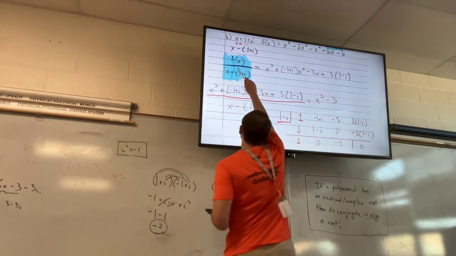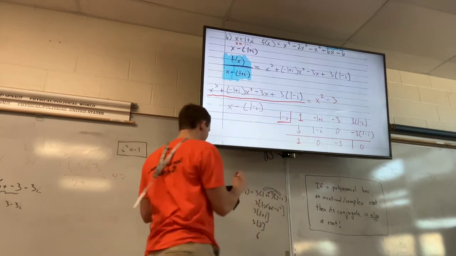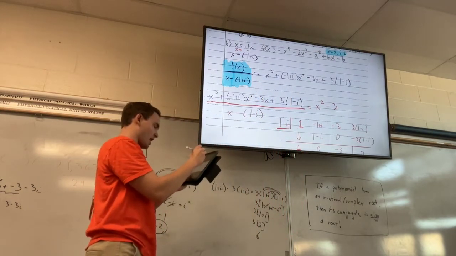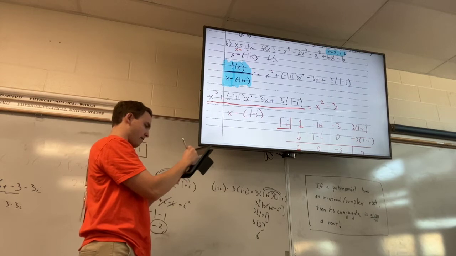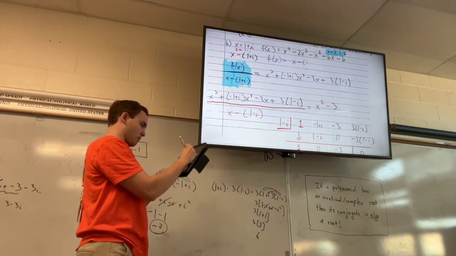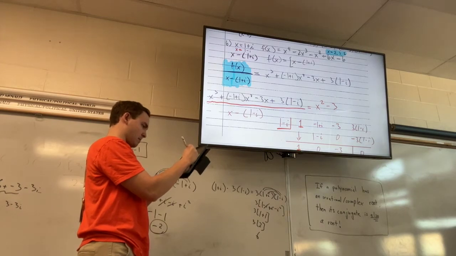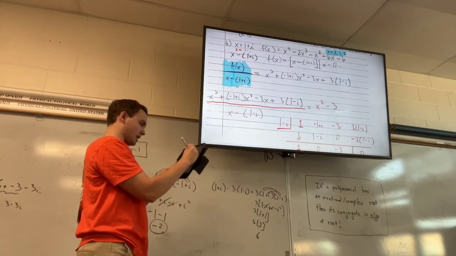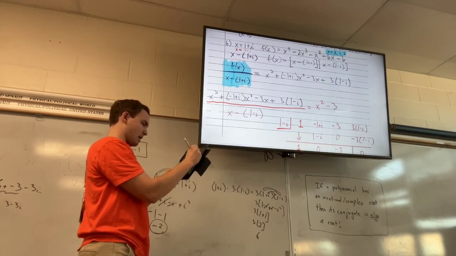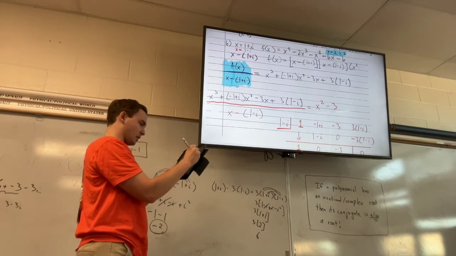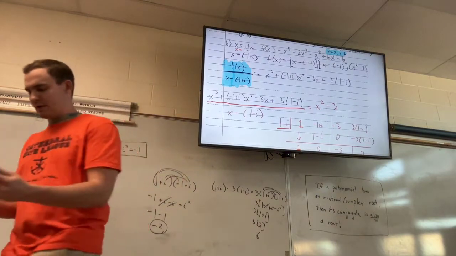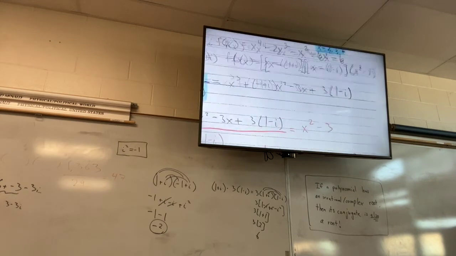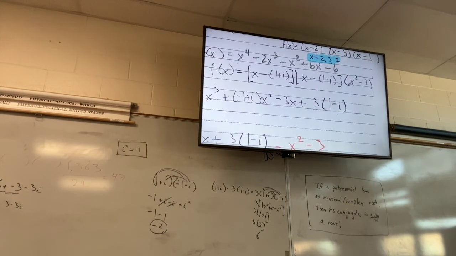So we can rewrite this original polynomial f of x as f of x equals x minus 1 plus i, times x minus 1 minus i, times x squared minus 3. And then what's my last step? Now it's an algebra 1 problem. Can I factor?